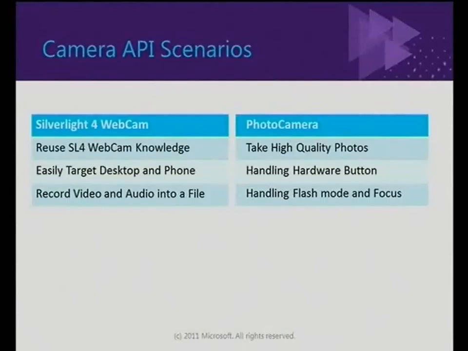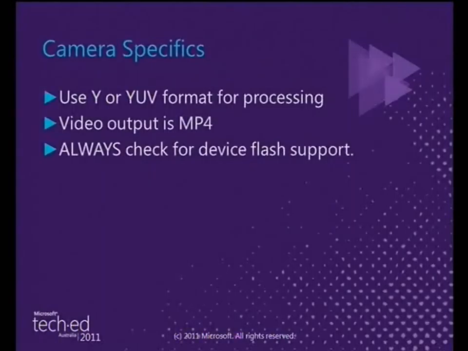So back to our camera API scenarios. You've got the photo camera class to take high quality shots, enabling the hardware button. All phones have got a hardware photo camera button. You get access to that when using the photo camera class. And webcam, Silverlight 4, reuse of the webcam knowledge, easy to deploy to target the desktop and the phone, and recording audio and video to a file. For video specifics, you're going to get video output as MP4 by default. If you want raw access, use YUV access for video processing, and always check for device flash support.